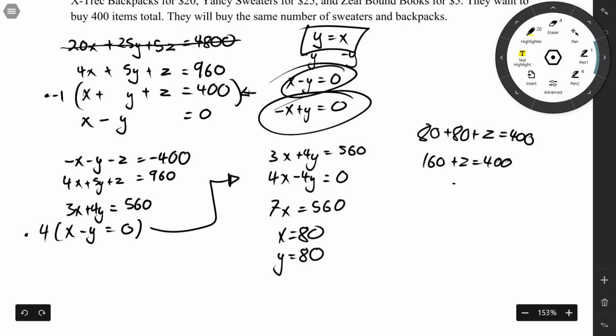And that means that z equals, let me just double check my math here. It's been a long day and I don't want to get it wrong. I believe 240. 400 minus 160. Yep, 240. And we can write this as an ordered pair. X, Y, Z is the easiest one, I think, to do. So we would get 80, 80, 240.